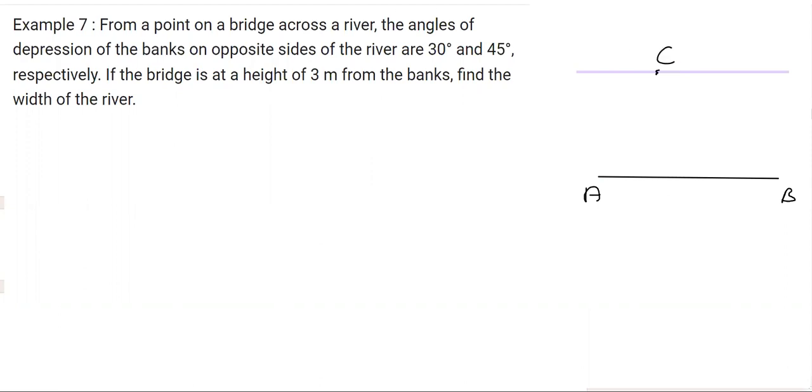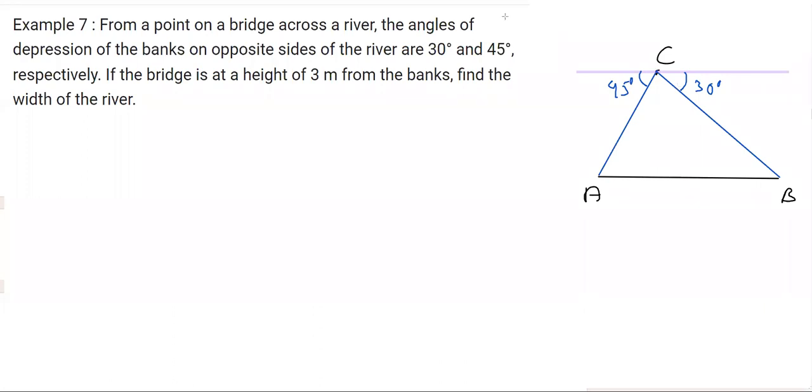the angles of depression are formed, and the two angles of depression are at the point A and that of B, that is, the two banks A and B. The angles of depression are mentioned here. The bigger one, which appears to be bigger, is 45 and this is 30 degrees.